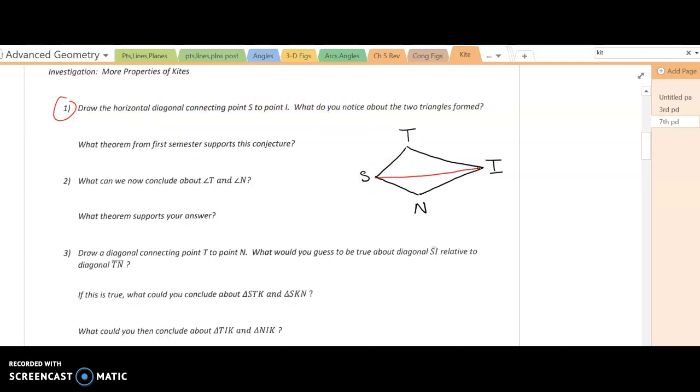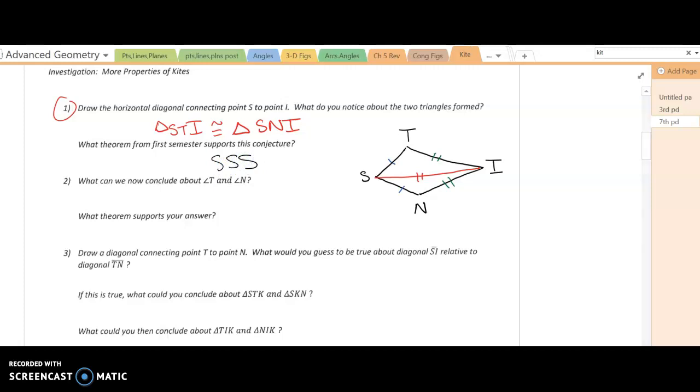And what do you notice about the two triangles formed? Well, it looks like maybe the top and bottom triangles would be congruent. So triangle STI is congruent to triangle SNI. And how would we know that? Well, we have the common side. And then in a kite, you also have the sides next to each other congruent, right? The two long sides are congruent and the two short sides. So that would be by side, side, side.